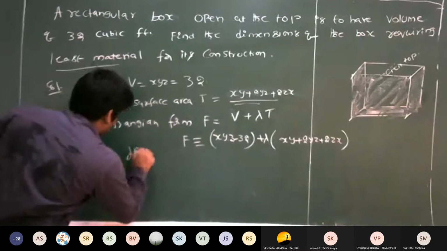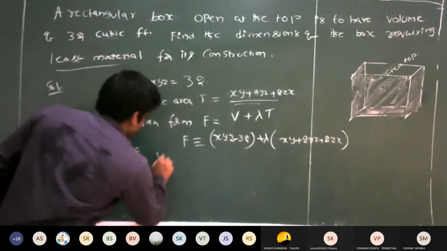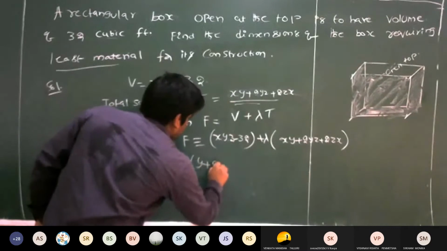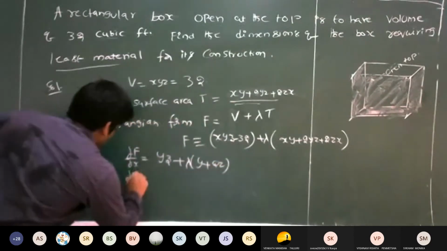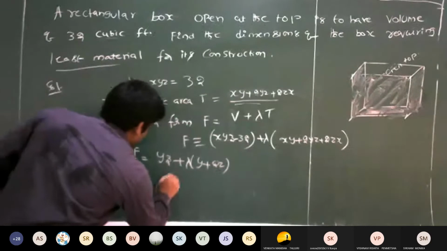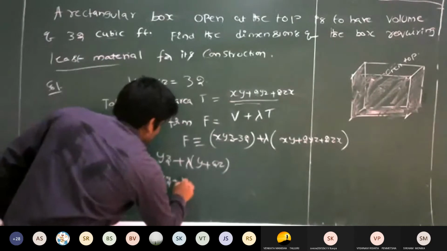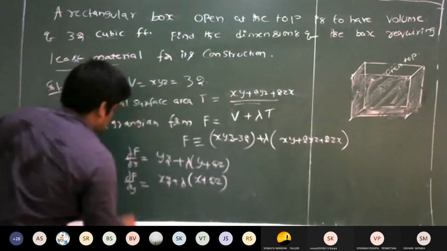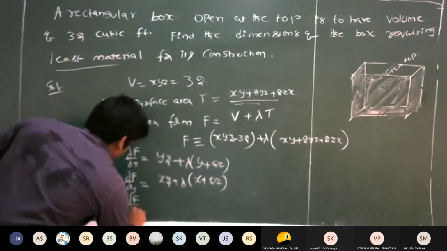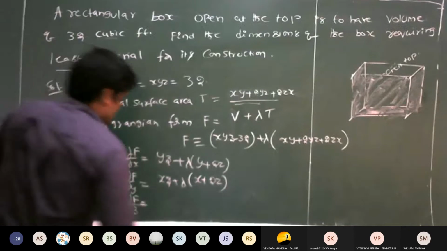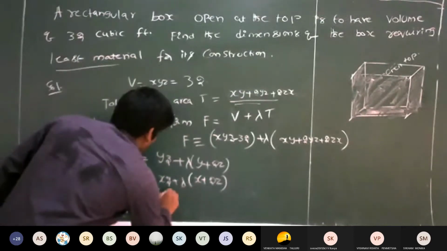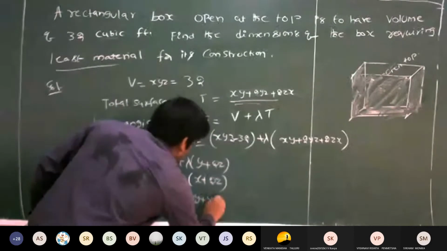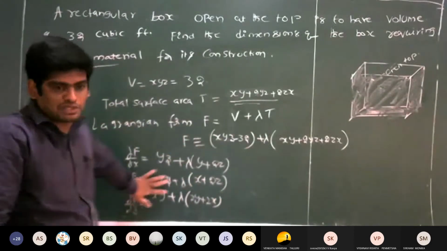Now calculate the value of dou f by dou x. This is yz plus lambda into y plus 2z. Is it clear? Next, dou f by dou y. This is xz plus lambda into x plus 2z. Similarly, dou f by dou z. It is nothing but xy plus lambda into 2y plus 2x. Is it clear up to this, everyone?